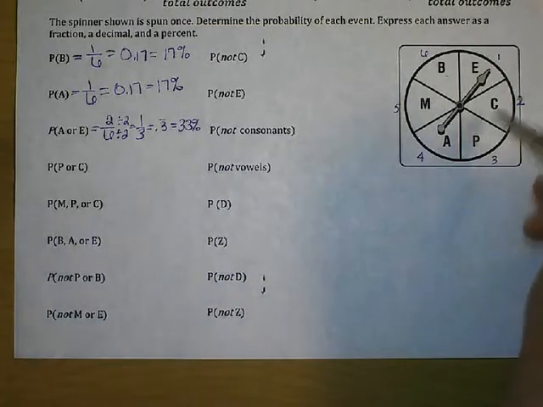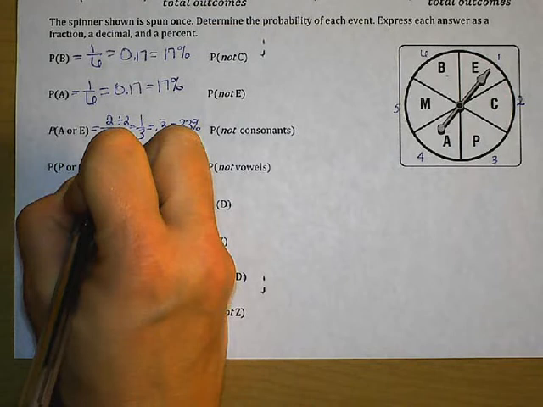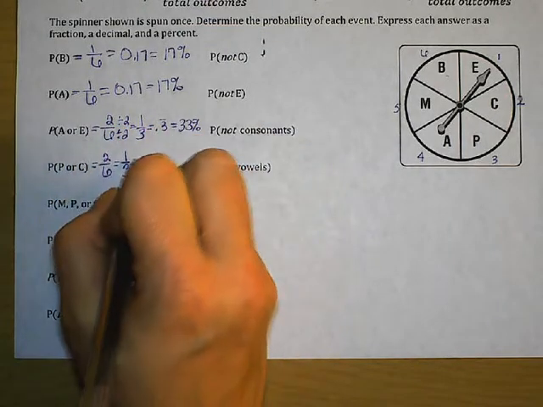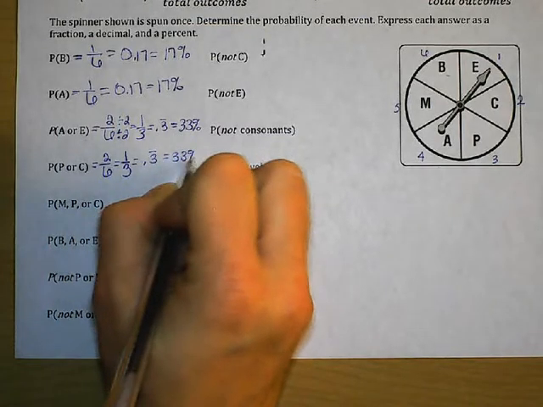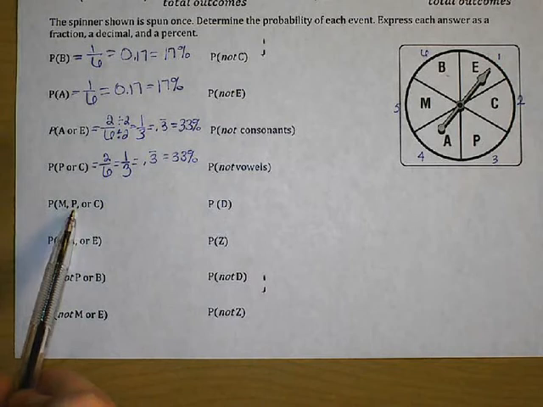That is correct. There is 2 of them, so it is the same as the A or E. You get 2 out of 6, which is equivalent to 1/3, which is equivalent to 0.3 repeating and 33%.